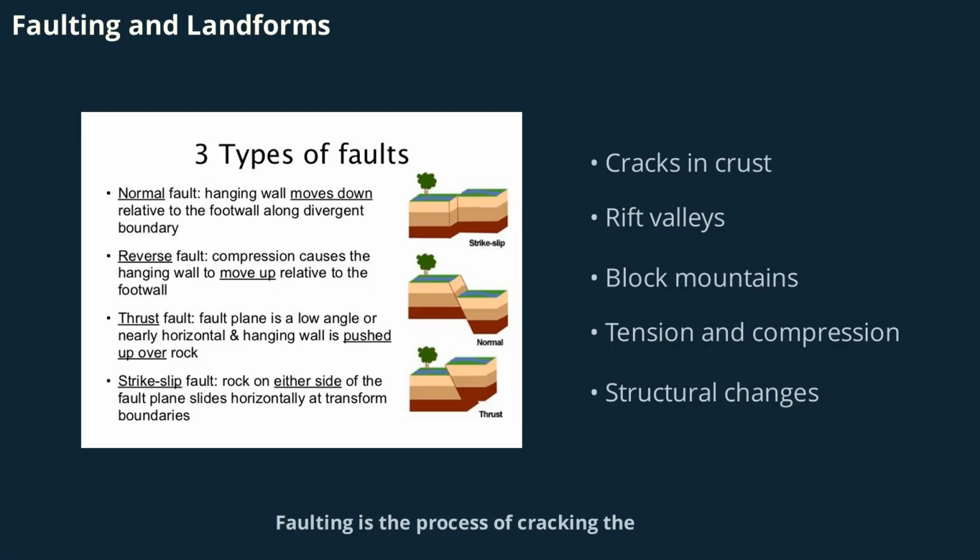Faulting is the process of cracking the Earth's crust due to tension and compression. Faults can occur along single lines, displacing rocks upward or downward. Parallel faults may cause land between them to sink, forming rift valleys, or rise, forming block mountains. Rift valleys like the East African Rift Valley and block mountains such as the Afar Horst are direct results of faulting. These landforms are significant in understanding Earth's structural changes.